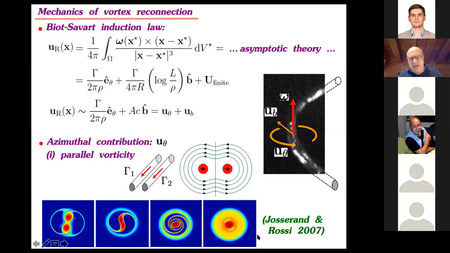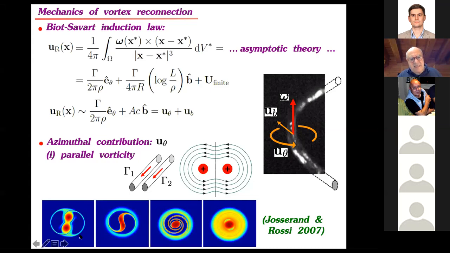So here we have a simulation done by Josserand and Rossi not long ago, and it is a cross section. So it's basically a cross section of two straight tubes, and in red is vorticity, color coded according to intensity. As you see, being parallel, they merge together in this fashion to form one single structure. There is no reconnection here. In order to have reconnection, remember, the filaments must move one against the other, so the UB term must be present.